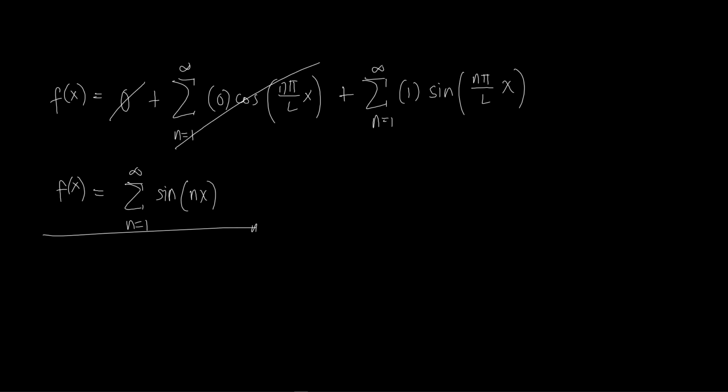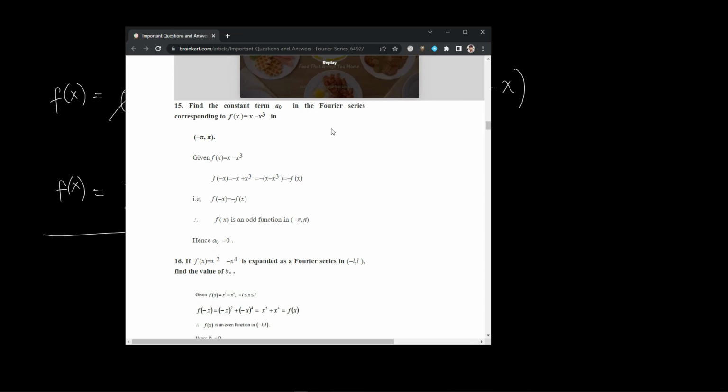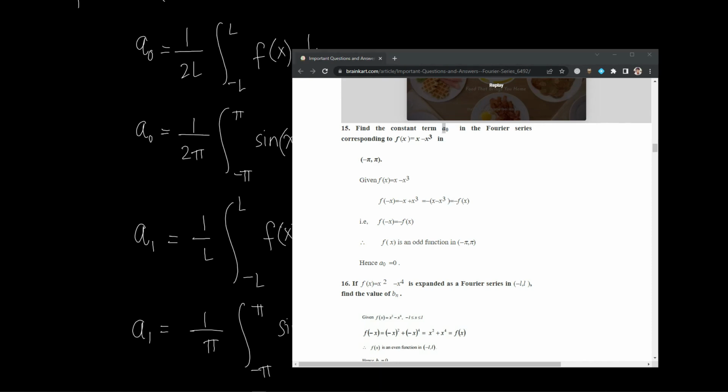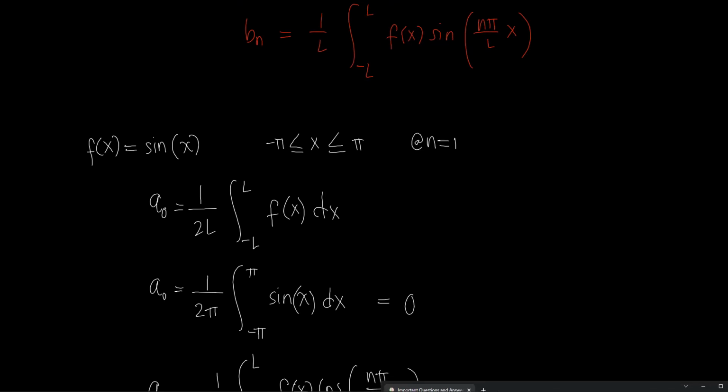Fourier constants ra. Okay. Pasabot ang A0. Unsa man lang mga pangutana? For example, parehas ni. Find the constant term A0 in the Fourier series. Naghatag siya og f of x, no? Naghatag siya og period from negative pi to pi. Solbon ra ang A0 ni. Kaboring. Kanang ang gamiton. Kanang nga formula.